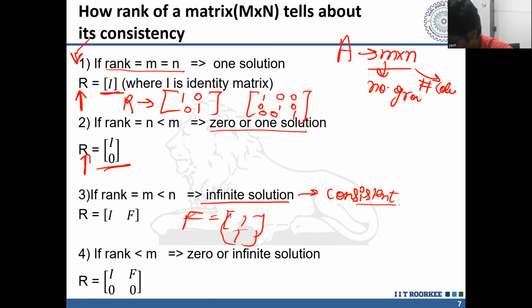In the fourth case, let us say the rank is less than the number of rows. In that case, 0 or infinite solutions will exist. So it may be consistent or inconsistent. Both may happen. And the row reduced echelon form will look something like this.